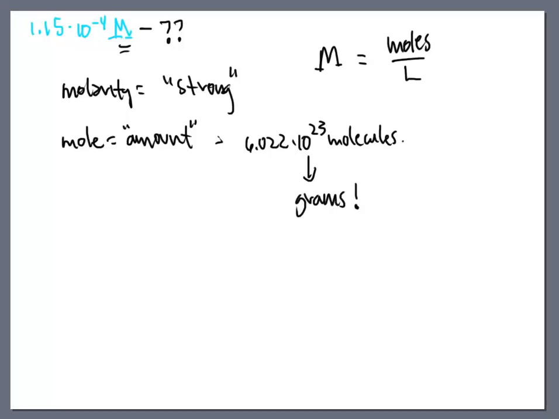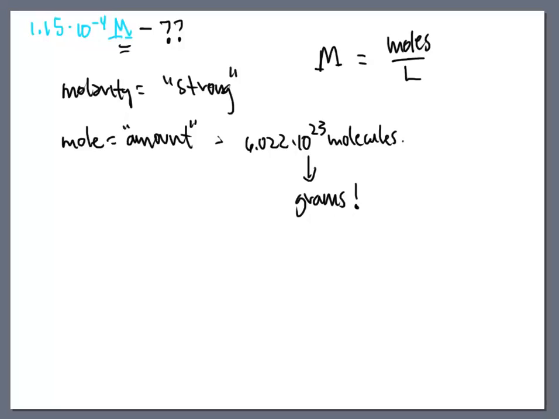Eventually. I need to know something else though in between. But I need to gather that many molecules up, and I can go over and put those onto a balance and weigh that number of molecules, and it will tell me how many grams that is representative of. Okay, so that's the connection between all of these terms.